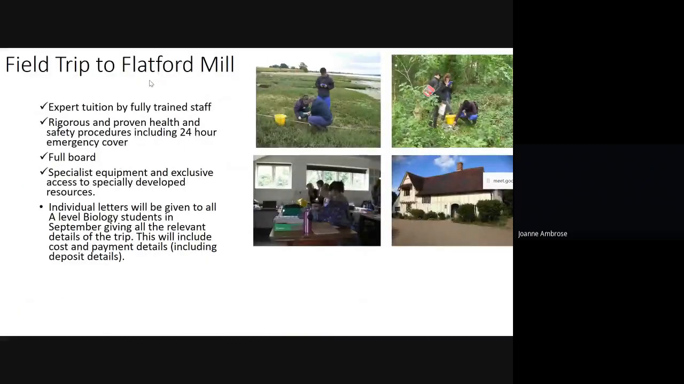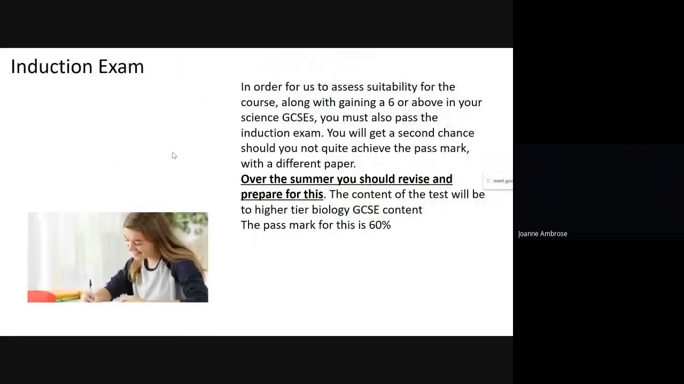Right, let's move on. So there is a field trip to Flatford Mill. Here is really good fun. You get to stay overnight, a couple of nights. You get expert tuition by fully trained staff. Lots of lovely meals. Apparently the food is amazing. But what's more important is you get to cover a lot of the required practicals in the ecology topics in a far more interesting way than you could complete them here at school. Numbers will be limited on this trip, so it's important that you get registered early as soon as the letter comes out, because this is really an unmissable opportunity. It's not required, but it will help you understand more fully, and it is very good fun to go on.